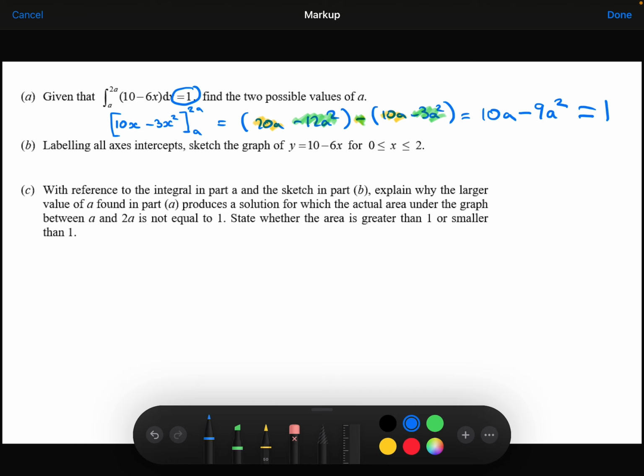So I've now got a quadratic equation to solve. So I'm going to add the 9a squared to both sides, and I'm going to subtract the 10a from both sides. I'm then going to factorise. And I find that either a is 1/9 or a is 1. So those are the two possible values of a.